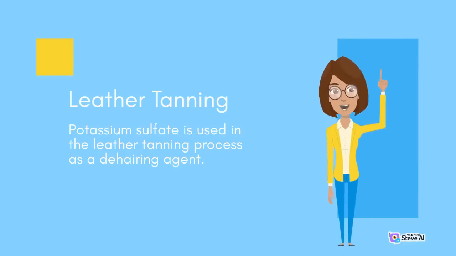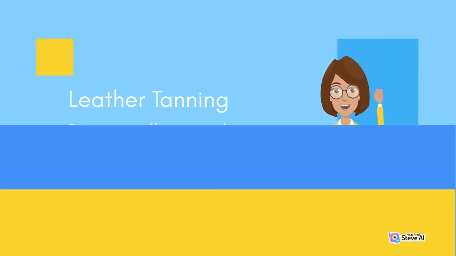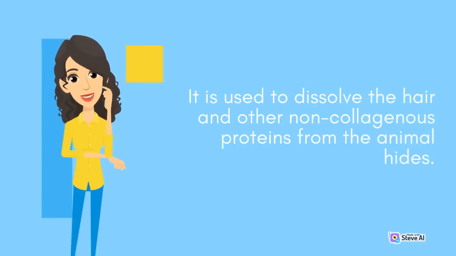Leather tanning. Potassium sulfate is used in the leather tanning process as a dehairing agent. It is used to dissolve the hair and other non-collagenous proteins from the animal hides.